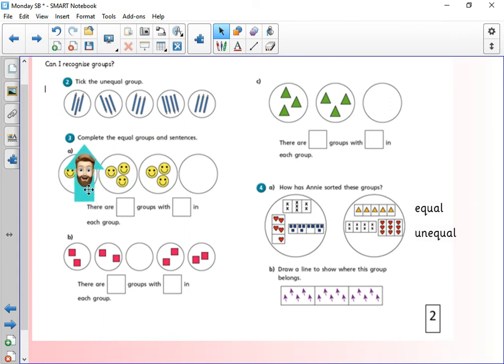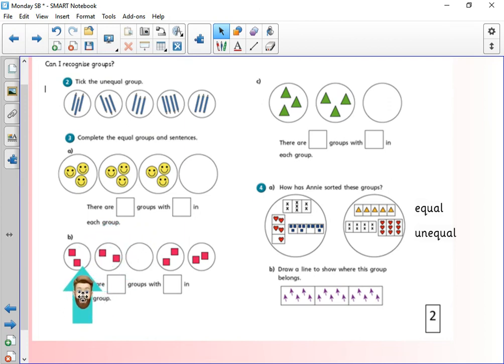Okay, the next one. Complete the equal groups and sentences. So I've got 1, 2, 3, 4 groups, and there are 3 in each group. So how many are you going to add here? That's right, 3. Now it's time to fill in the sentence. There are groups with in each group.